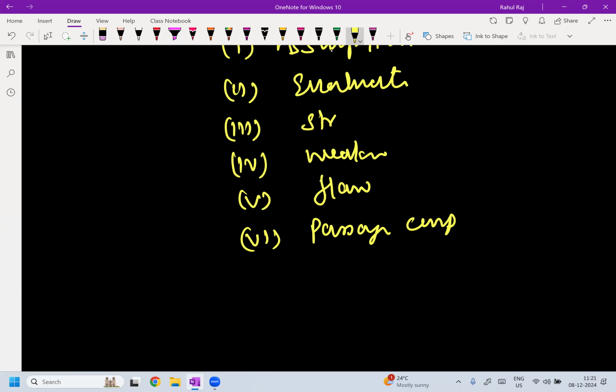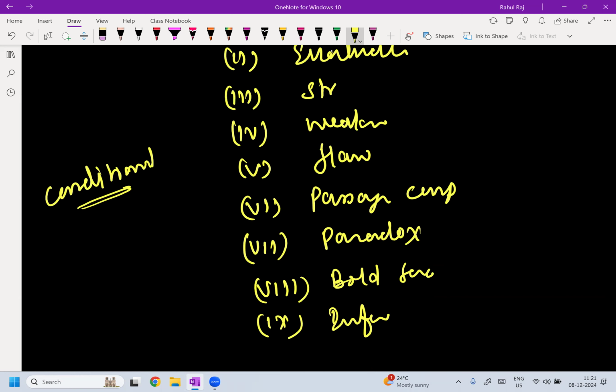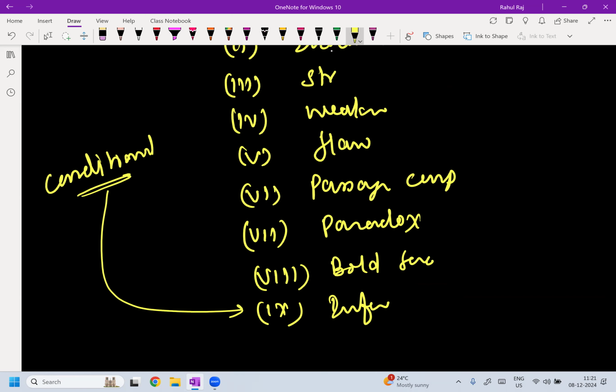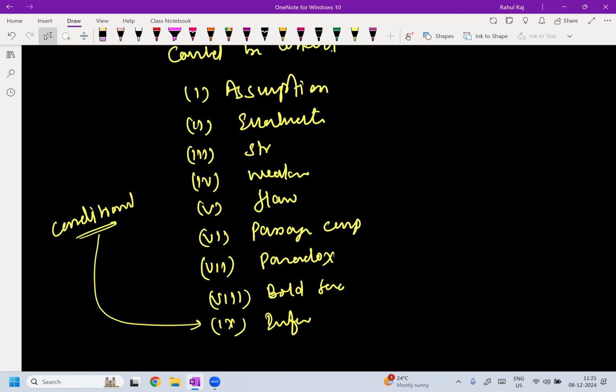I will discuss every type in detail. Seventh is your paradox. Then eighth is your boldface. And then ninth is your inference. There's one more type that is called conditional reasoning. But please understand, conditional reasoning is not a type of question. Usually, conditional reasoning is asked in inference. 90% of conditional reasoning questions are asked in inference. So these are the types of questions that we'll be discussing in critical reasoning: assumptions, evaluate, strengthen, weaken, flaw, passage completion, paradox, boldface, inference.